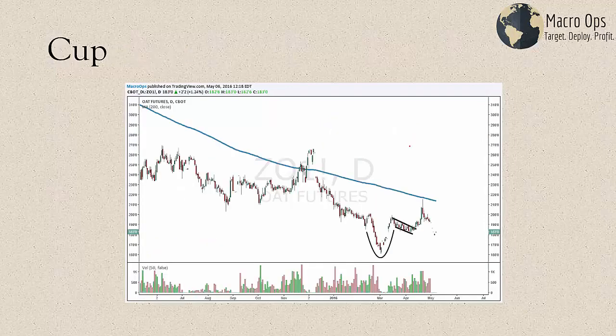And a cup usually forms from a V shape. So if we get price that comes down very fast and skyrockets back up, that is what a cup is. And a very common pattern after a cup is this right here, which is called a handle, a cup and handle. You can see the breakout happen right there.